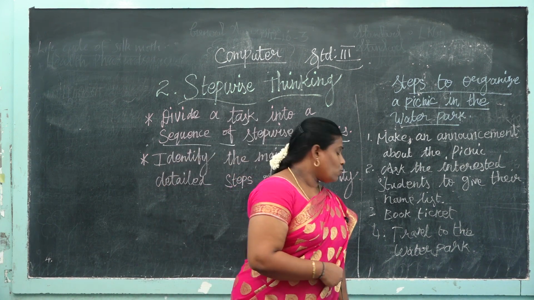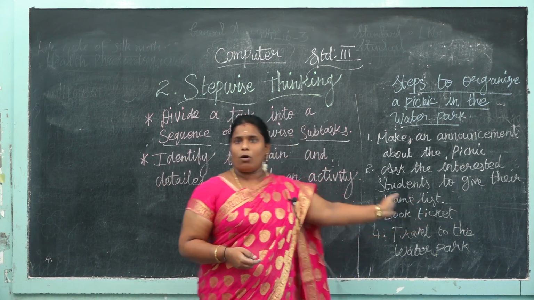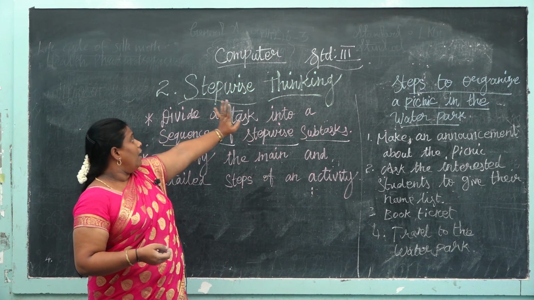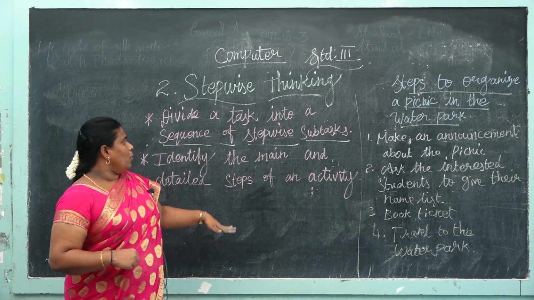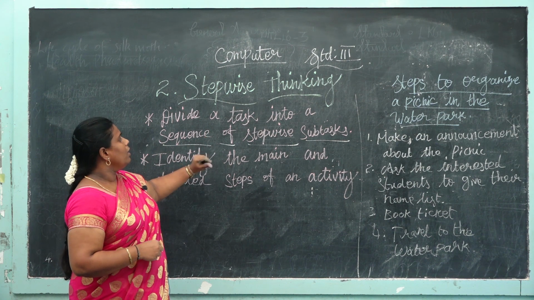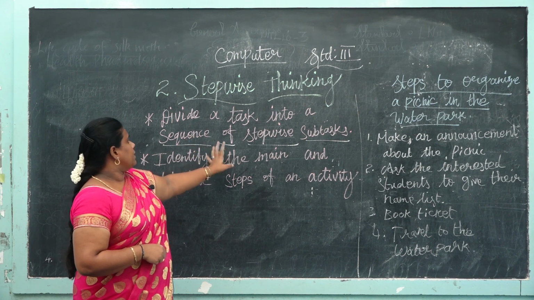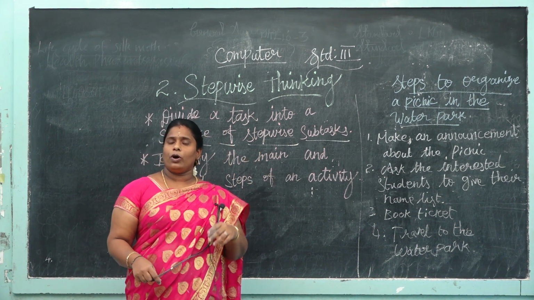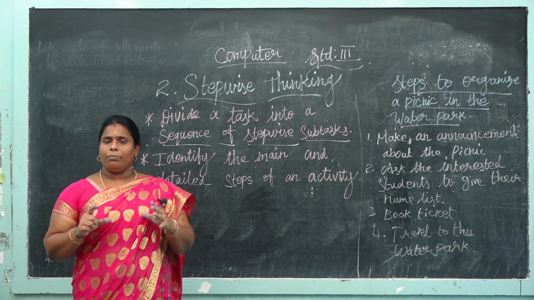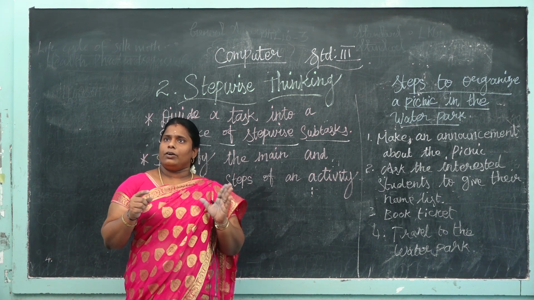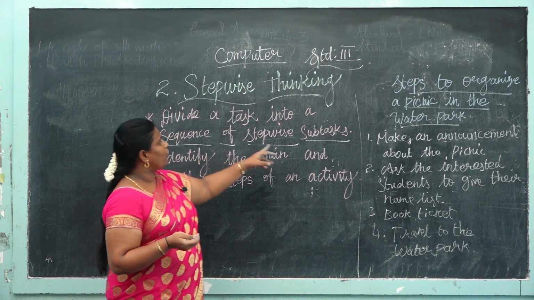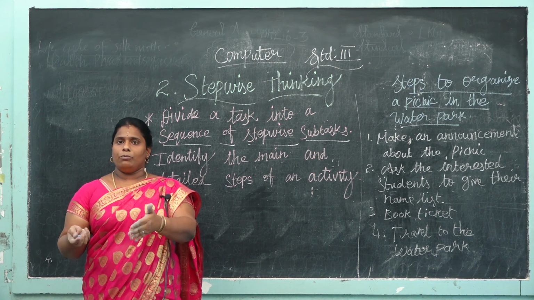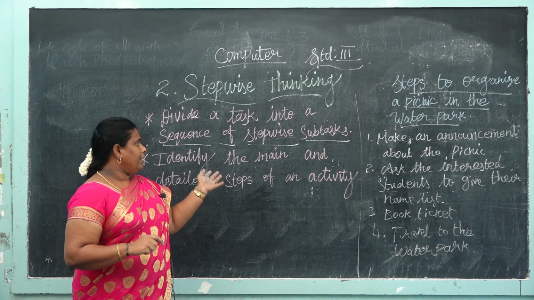Next one. I am going to clarify this concept through another video. That video contains what stepwise thinking is, then what the main steps are, how to create main steps and a sequence of stepwise subtasks. The details are contained in the video. If you want to make a program in a computer, you have to maintain a sequence of stepwise subtasks. The computer follows step by step instructions, and only then will the computer give the output. That video contains all those things.